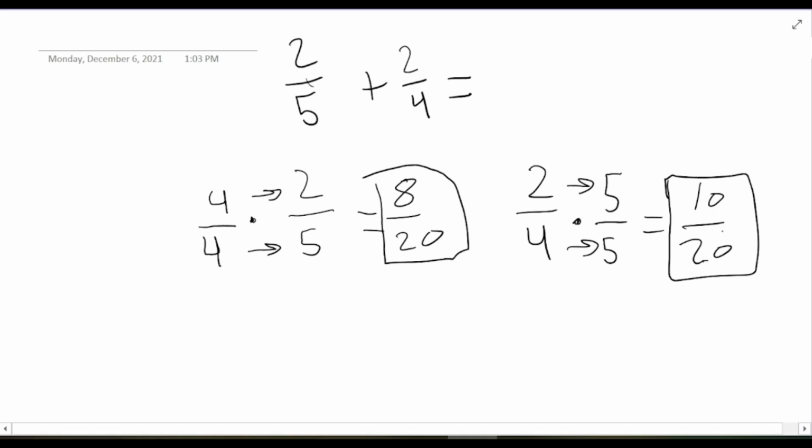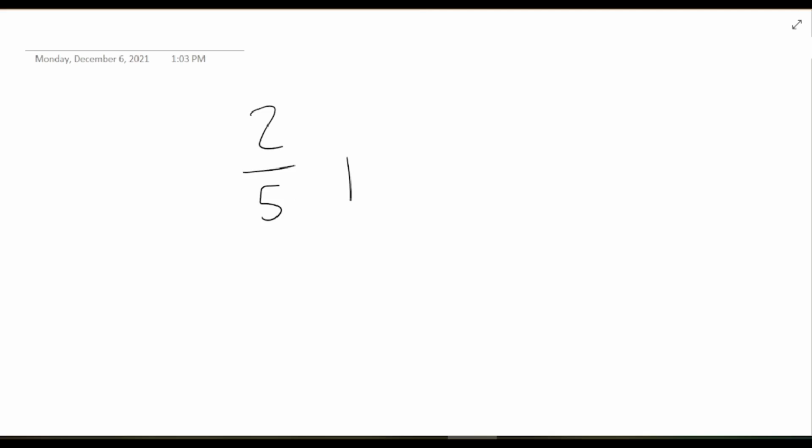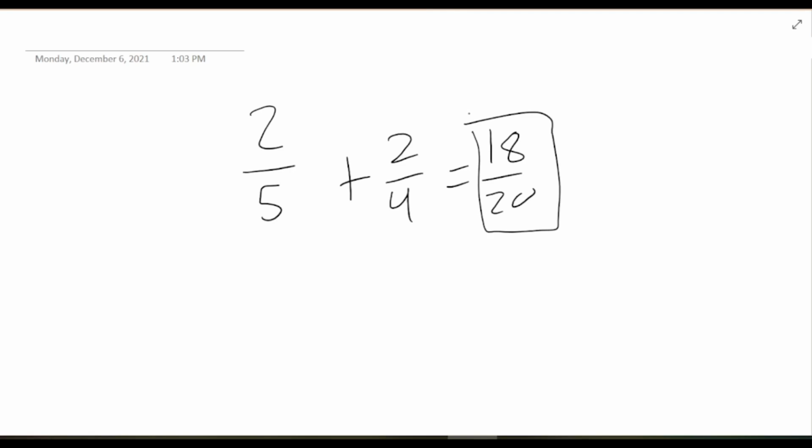Now that our two new fractions have a common denominator with 20 at the bottom, we can rewrite them. 8/20 plus 10/20 equals our new answer, 18/20. And now we can rewrite our original fractions, 2/5 plus 2/4 equals 18/20. And if we can simplify the fraction, then we go on and we simplify 18/20 into 18 divided by 2 equals 9, and 20 divided by 2 equals 10. So this is our new final answer.